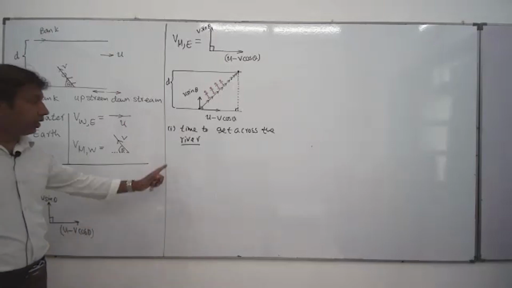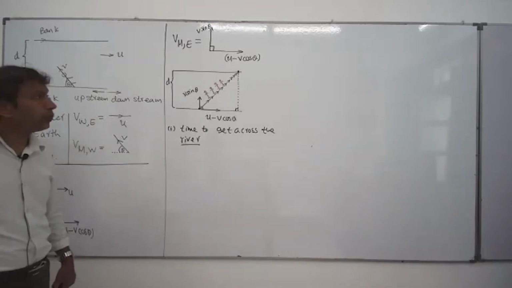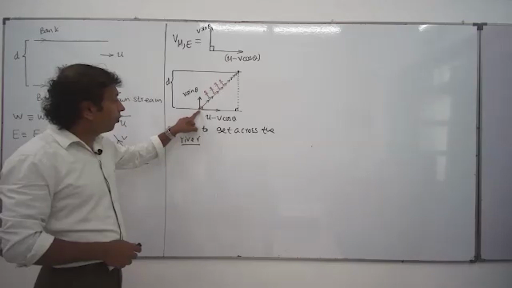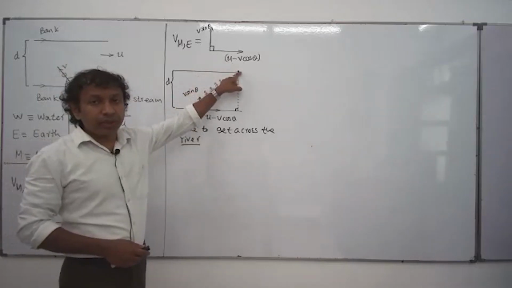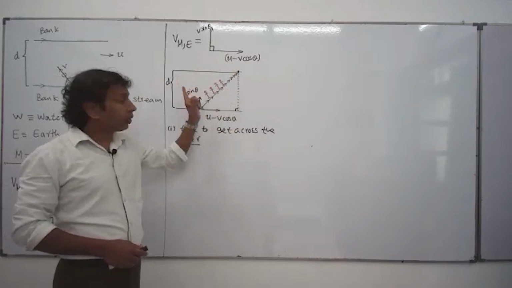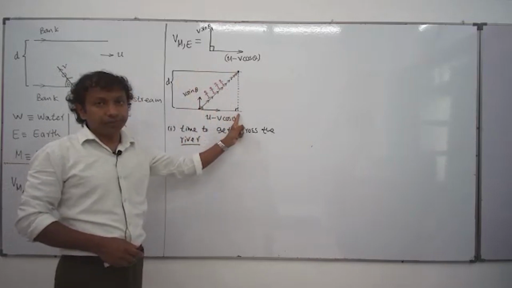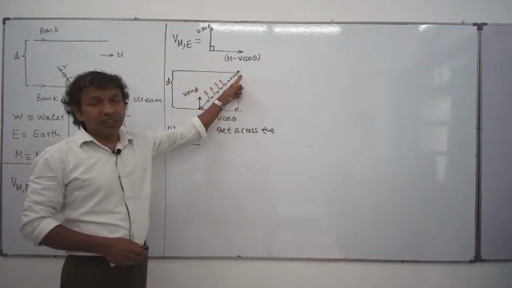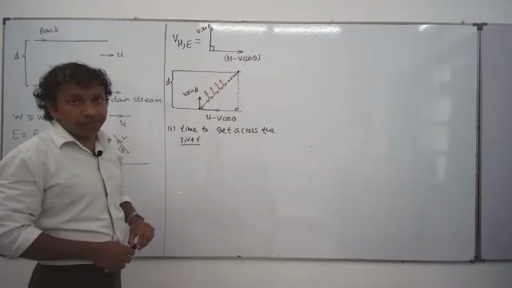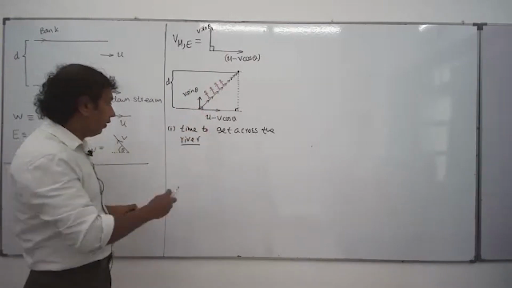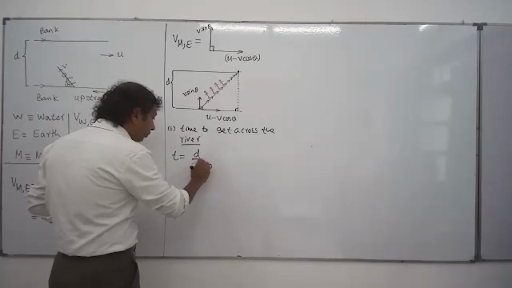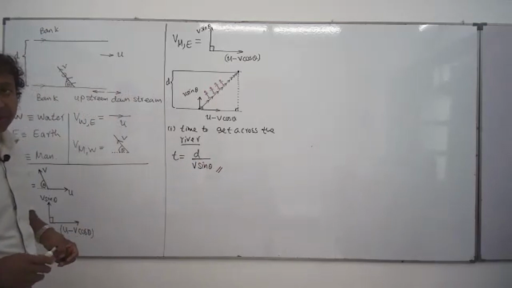First one, write down: time to get across the river. Time to get across the river can be found this way. When the man starting from here comes to this point on the other bank, during that motion, he has moved perpendicular to the banks d, and parallel to the banks this. This d displacement he has moved with velocity v sine theta. Then time is displacement divided by the velocity. Therefore, the time t equals d divided by v sine theta. This is the time he takes to get across the river.